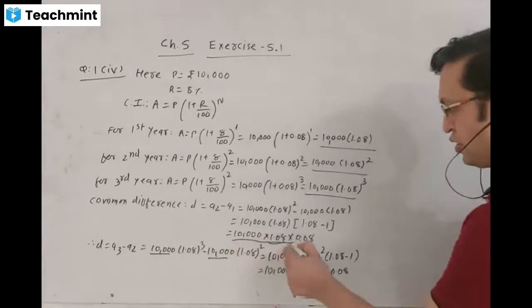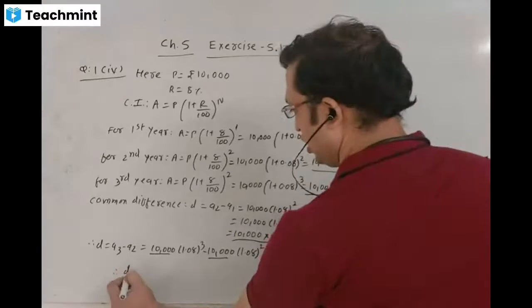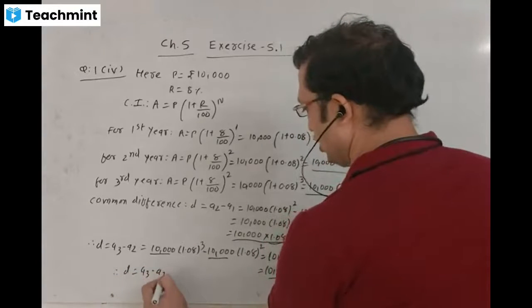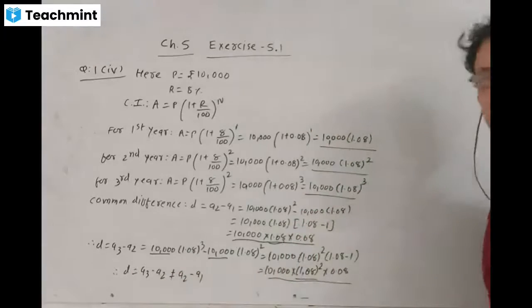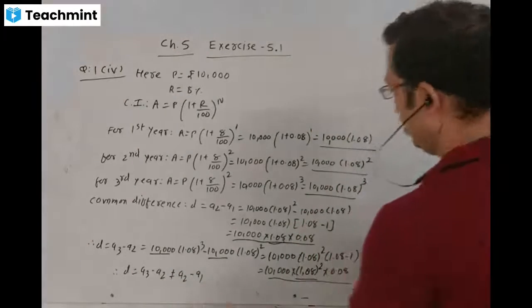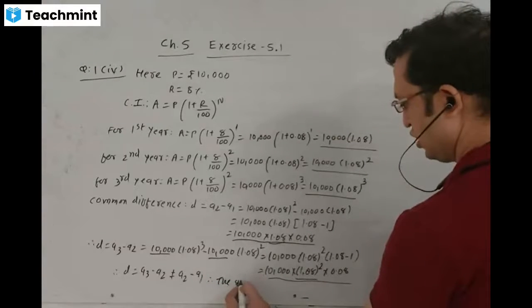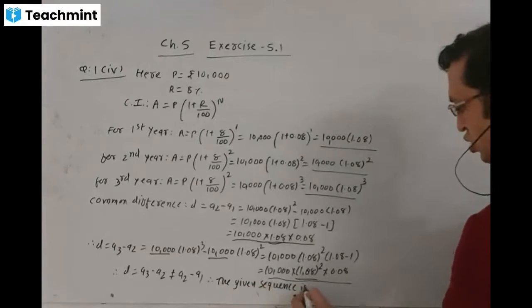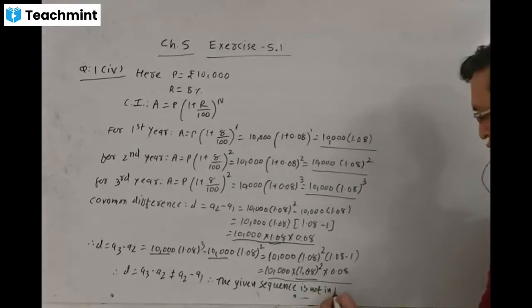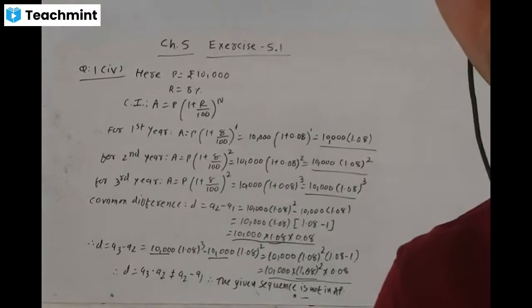Both common differences are not the same. Therefore, D equal to A3 minus A2 is not equal to A2 minus A1. So the common difference is not the same. Therefore, the given sequence is not in AP, because the common differences are not the same.